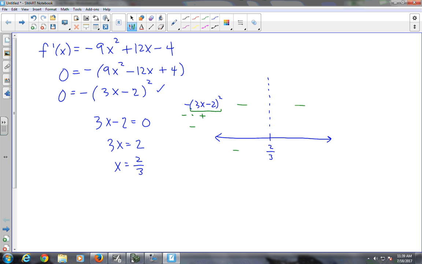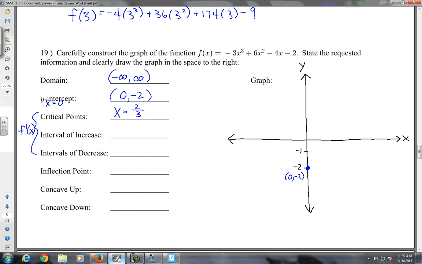How do we interpret this? The first derivative is negative on this interval, and it's negative on this interval, 2/3 to infinity. So our derivative is always negative, except at 2/3. That's when our derivative is 0. We have a momentary slope of 0. Okay, so let's plug in our findings. There is no interval of increase, only intervals of decrease. As we discovered, it's decreasing from negative infinity to 2/3 and 2/3 to infinity.